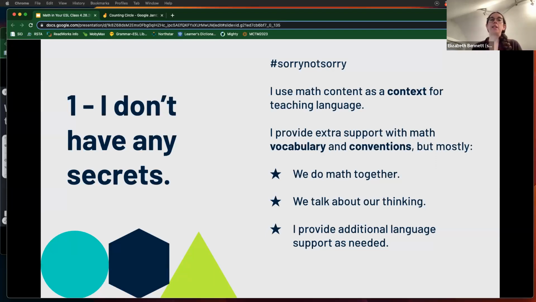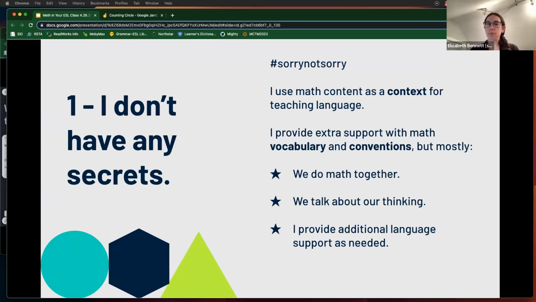I do provide extra support with math-specific vocabulary and conventions. So how we use parentheses in math, that's a convention. You can't just figure it out on your own. Somebody has to tell you what the meaning of that is. But mostly in my classes, we just do math and then we talk about our thinking. And I provide additional language support as needed.